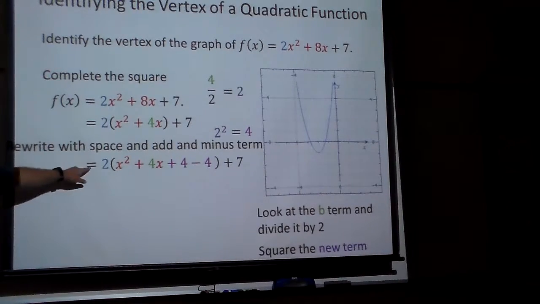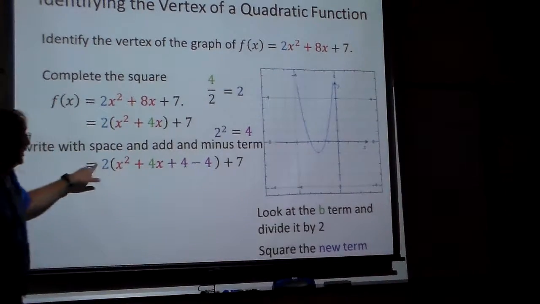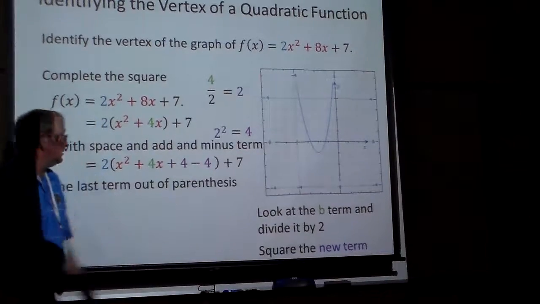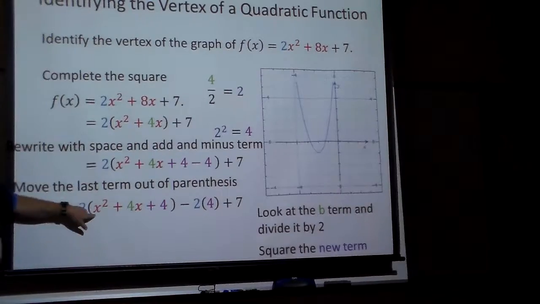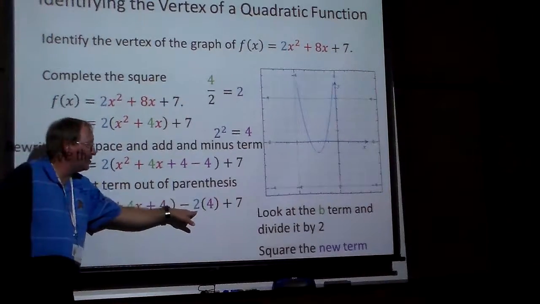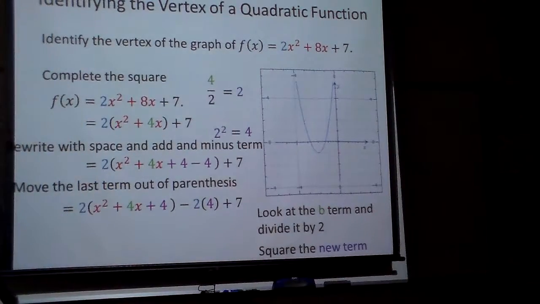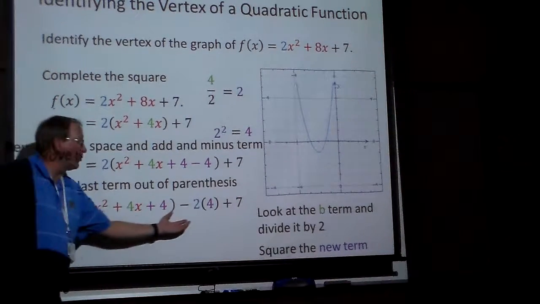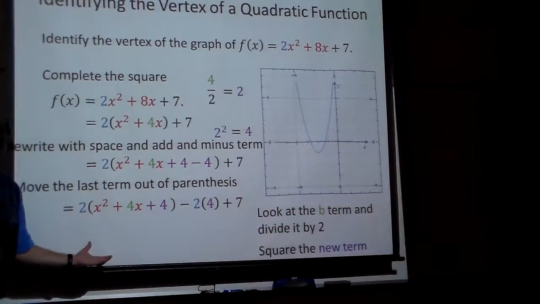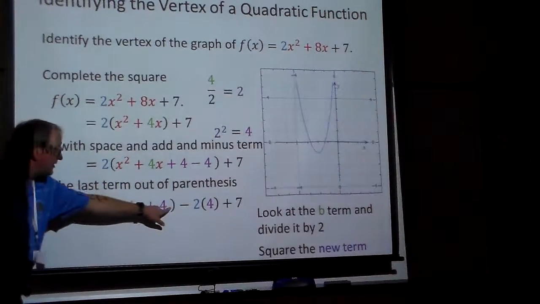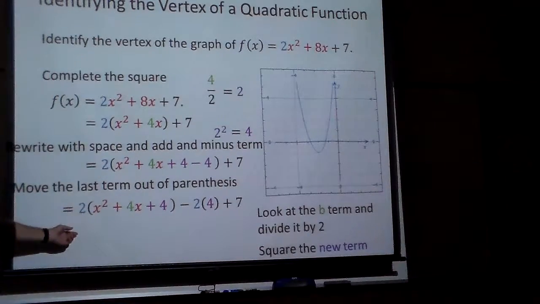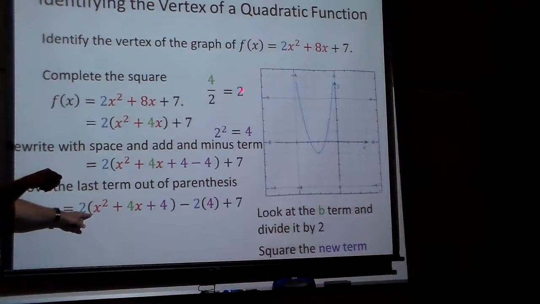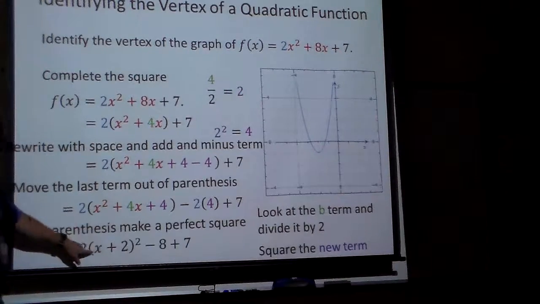But it's not just 4, it's really 2 times 4. So I'm going to move that last term out. So I'm really subtracting not 4, but 2 times 4. And I have that plus 7. And that's important because now I'm ready to get to my final answer. Because guess what this here is going to make? Well, what number did I get right there? 2. It's going to be x plus 2.